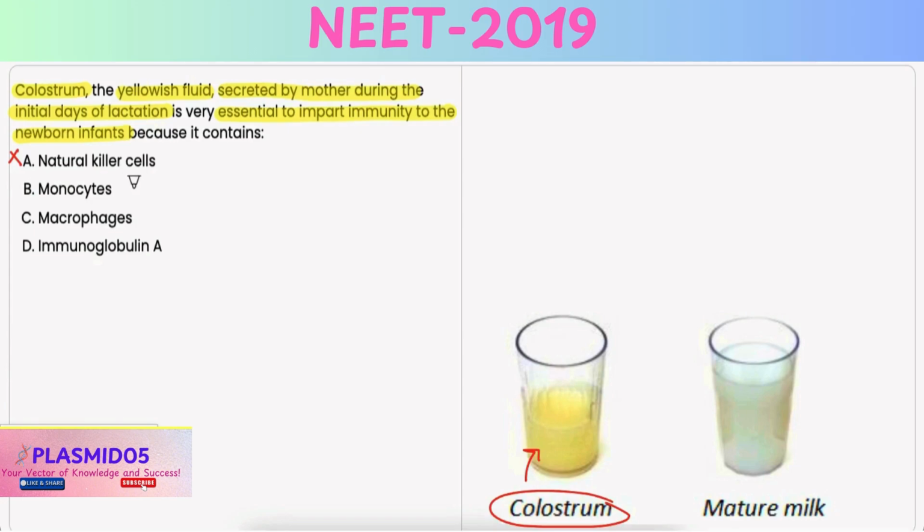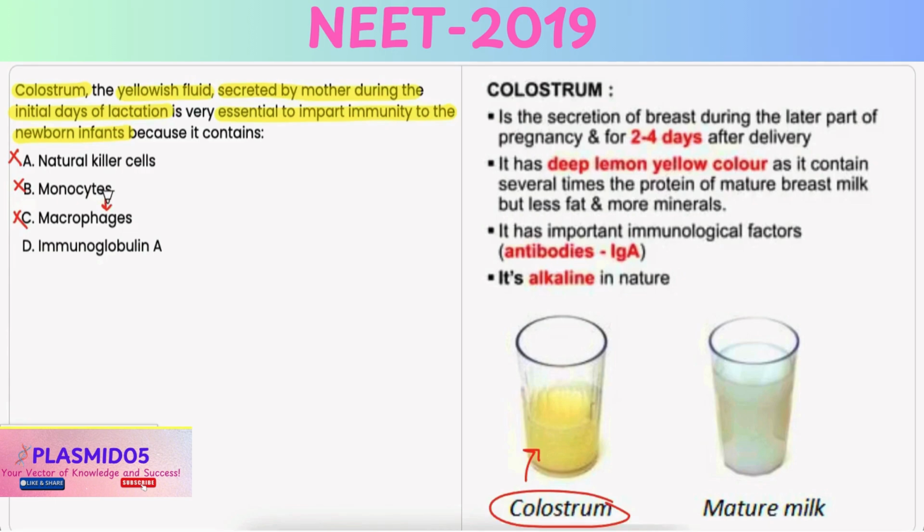Option B, monocytes. Now, monocytes are a type of white blood cells that differentiate into macrophages. And although they play a role in the immune system, they are not specifically transferred to the newborn through colostrum. Hence, it is also incorrect. Option C, macrophages. While macrophages are immune cells that can be present in colostrum, they are not the main factor responsible for immunity in colostrum. Hence, it is incorrect.